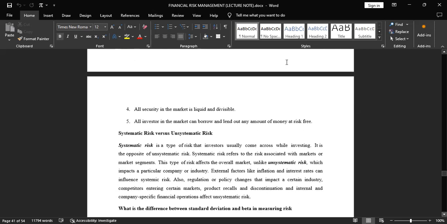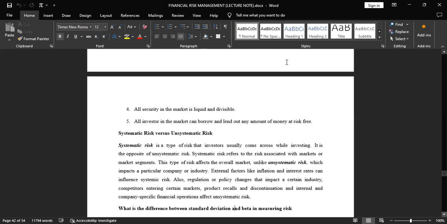Then we have that all security markets are liquid and divisible. Whenever you hear liquid, it means it can easily be sold without losing a portion of the value or any relevant amount. You know that when it's difficult for you to sell something, you are tempted to reduce the price so that people will buy it, and this will reduce what you are supposed to get for the security. So we assume it's easy to sell the securities that you acquire, and it's divisible, right?